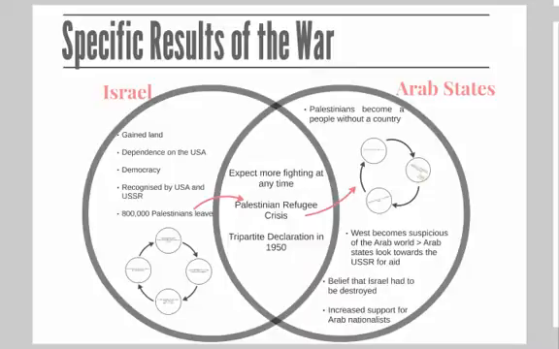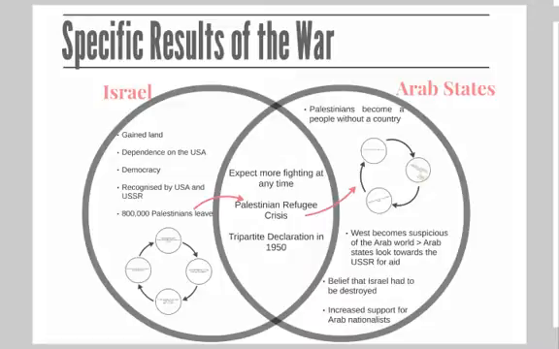Specifically for Israel, as we've seen, it gained a lot of land. It becomes quite dependent on the USA for financial contributions from Jewish people, but also the US government. Israel becomes a democracy in which even Arabs can vote. Israel is formally recognized by the USA and the USSR. And as we've said before, about 800,000 Palestinians are leaving Israel.